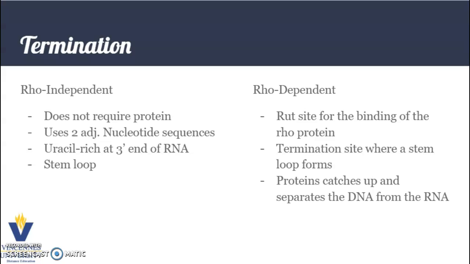Next we have the termination step of the bacteria, and there are only 2 different ways, and they're pretty simple because they are the opposite of each other. Even though both have the formation of a stem loop, the rho independent is exactly what it sounds like. It does not require the rho protein, but it does have a U-rich 3' end at the RNA, whereas the rho dependent site has the rho protein and has the termination site where the stem loop forms.